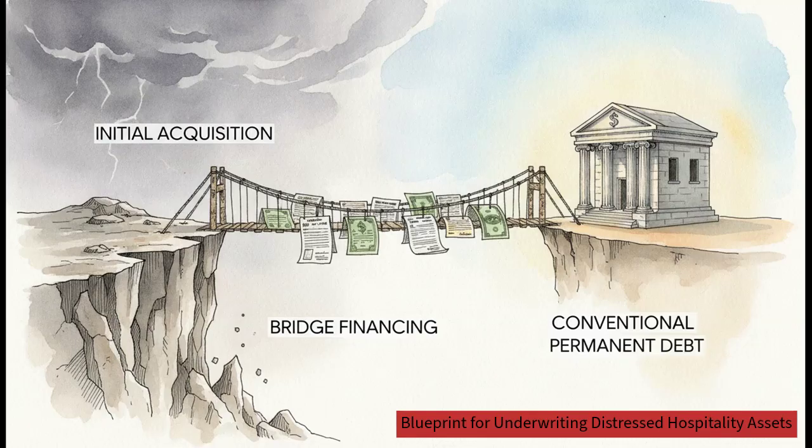You structure the initial funding with a bridge loan to cover the purchase and hold back a line of credit for all those renovations. Then, the entire strategy hinges on refinancing into conventional permanent debt around month 24 to 36, once the property is finally stabilized.